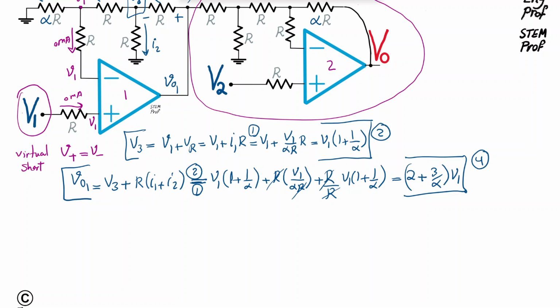So, using superposition, I'm going to consider these two voltages one at a time. For now, I'm going to assume that voltage V2 is 0. So V2 is not there, and we only have VO1 coming from the first stage. So the circuit looks like this.